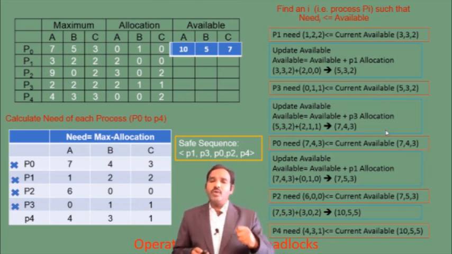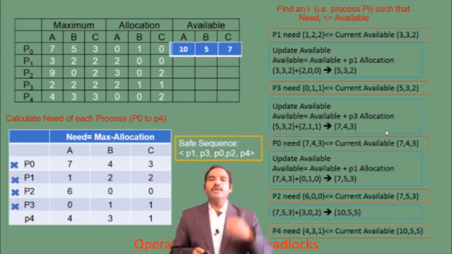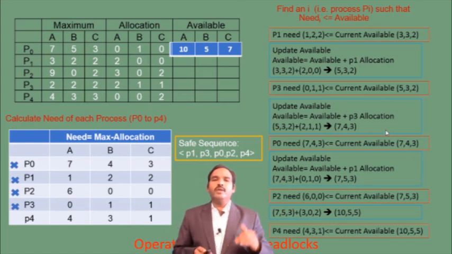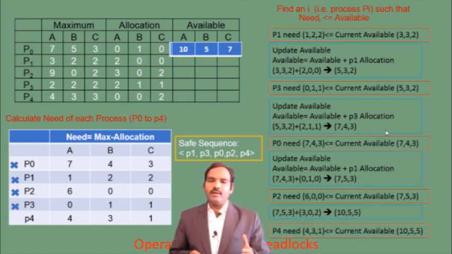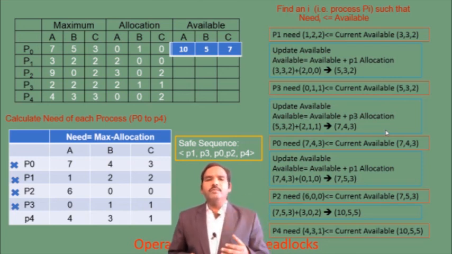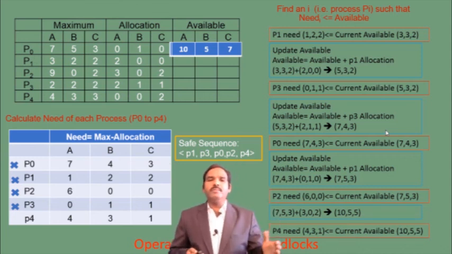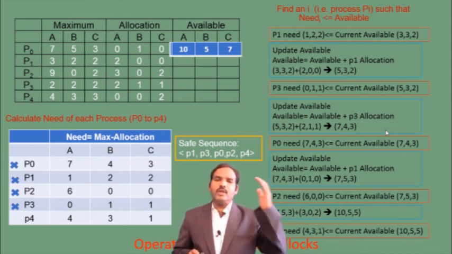So is this the only safe sequence? No. There are several safe sequences. This is one of the safe sequences to allocate the resources to avoid the deadlock. You can get more than one safe sequence. What is the condition we followed? Whenever you want to allocate the resources, you always search from first, meaning top to bottom.